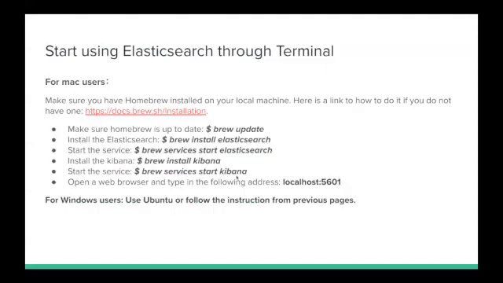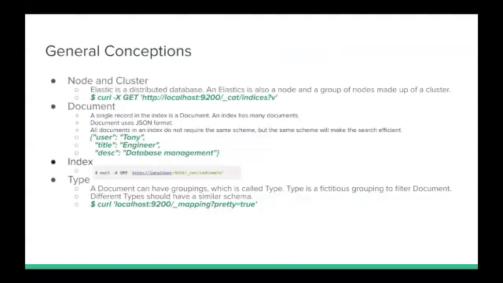And here we go. After we are all set and we get into Elasticsearch using Kibana, I want to introduce some general concepts. The first one will be the node and the cluster. Elasticsearch is a distributed database. It allows multiple servers to work together at the same time. Every server can operate many Elasticsearch instances. A single Elasticsearch instance is called a node. A group of nodes will become a cluster.